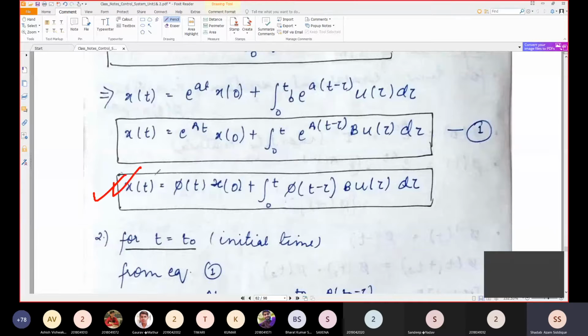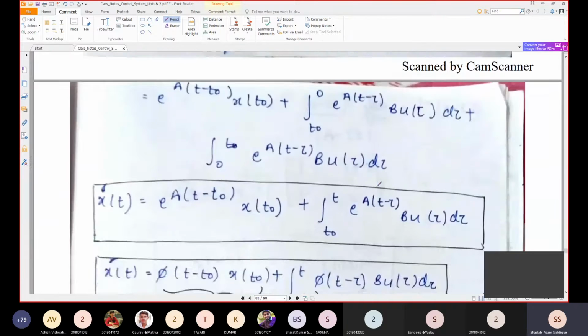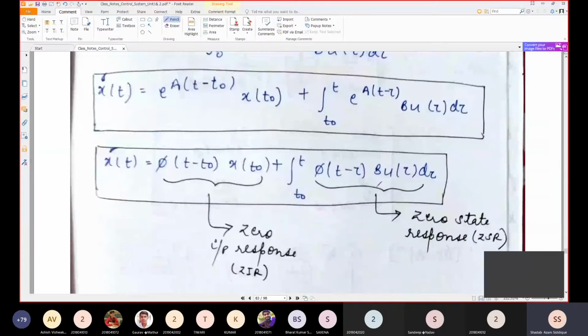The solution is x of t is equal to phi of t x of 0 plus the integral from 0 to t of phi of t minus tau B u of tau d tau. If the initial time t naught is given, you can write the solution accordingly. It has a zero input response and a zero state response. You should remember this solution and use it directly in the problem, if asked to find the zero input response, the zero state response, or the solution of the non-homogeneous state equation.